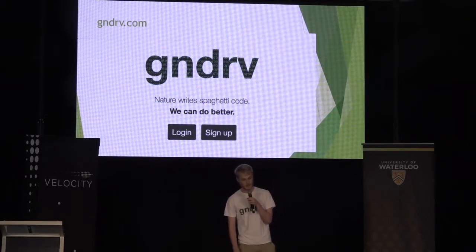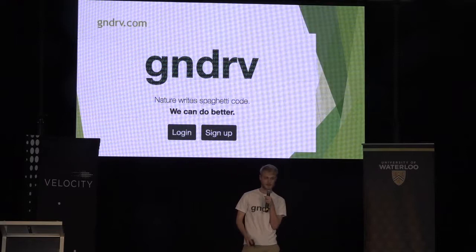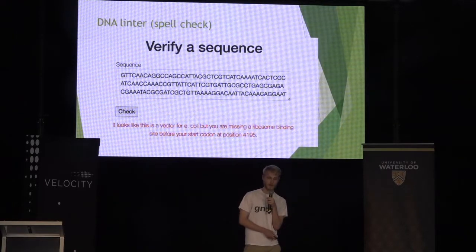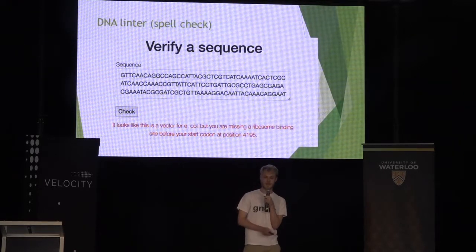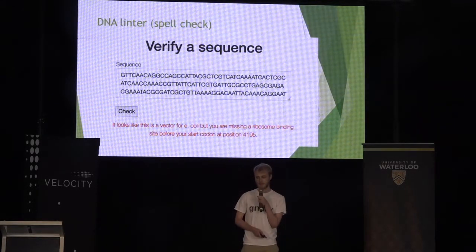Currently on the website, gndrv.com, people can create user accounts, create parts, and see which parts other users have created. But going forward, gndrv will integrate a DNA verification process where scientists can enter a DNA sequence and check for common problems before ever putting it into a cell.